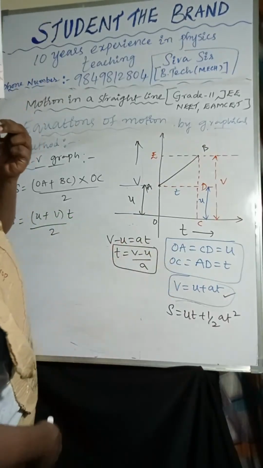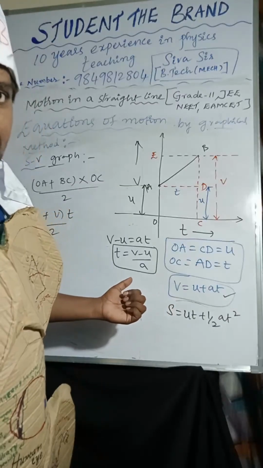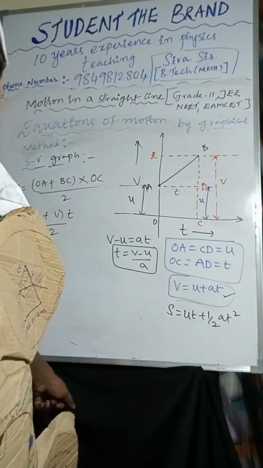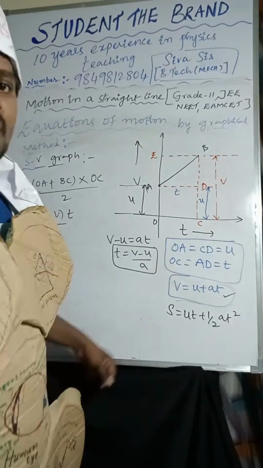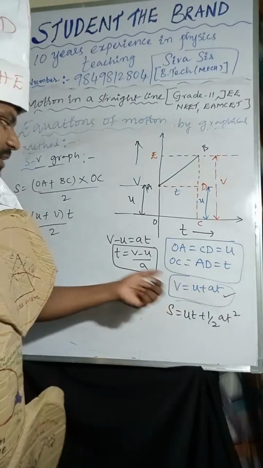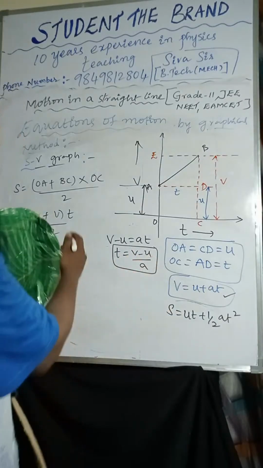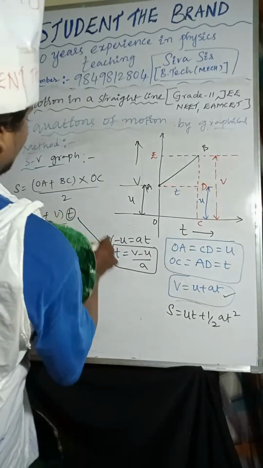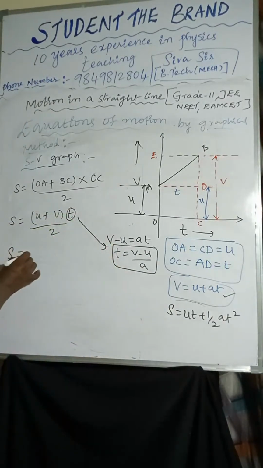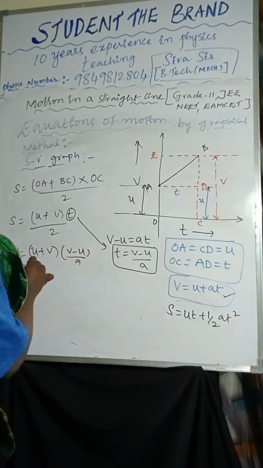Shall I take T equal to V minus U by A? Is there any difference? No difference, I hope. So we can take from the first equation of motion, T equal to V minus U by A. Substitute this T value now. S equal to U plus V into, so V minus U by A, by 2.